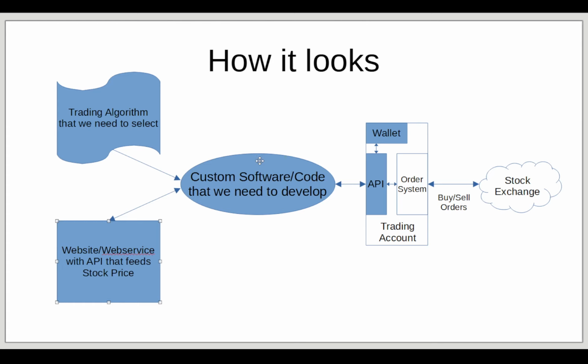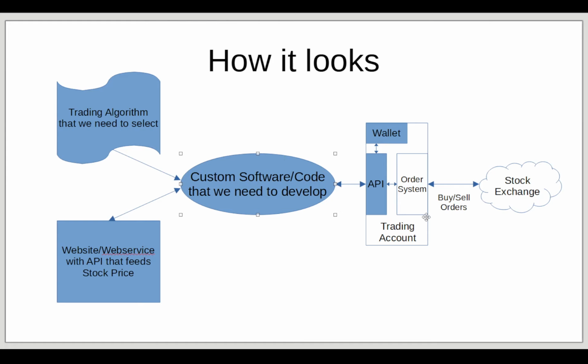So that is the second one. And the third one is this piece I am highlighting here, the custom software or code that I need to develop to implement this trading algorithm which is on paper. Number one item, which we discussed earlier, is on paper, and here the custom software or code will implement it using some code to automate the entire process.